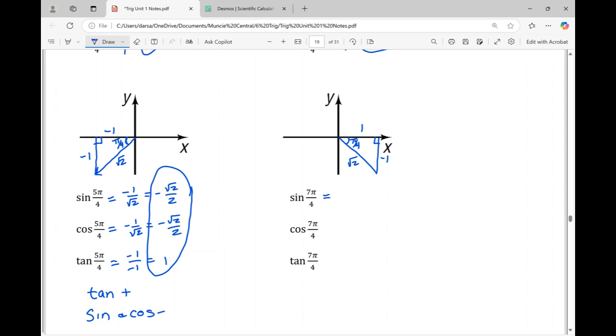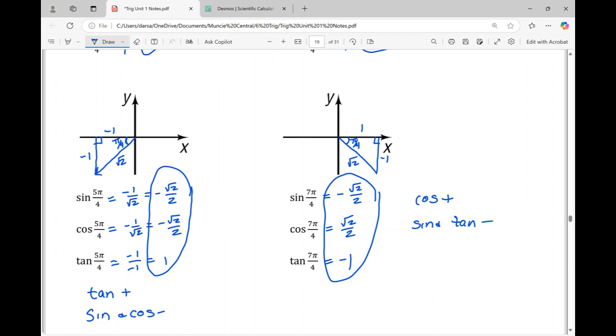And when we do our SOHCAHTOA, what we are going to find is that sine is negative square root of 2 over 2. Cosine is going to be positive square root of 2 over 2. And tangent is going to be -1. So in the fourth quadrant, we're going to get that cosine is positive and sine and tangent will be negative.